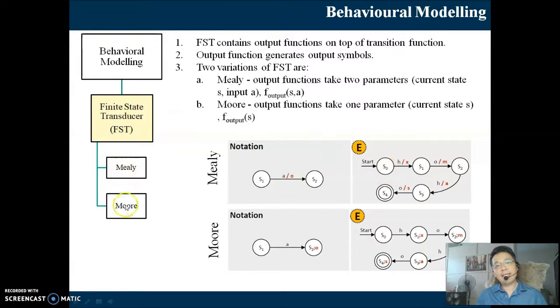And there are two types, Mealy and Moore. In Moore, you only take the previous state as the argument, as the input for the function to trigger this change of state. But in Mealy, it's taking more than one input, the previous state and another external input. That will be the difference between Mealy and Moore. Mealy takes two inputs, the current state and another input, whereas for Moore, it takes only the current state, only one input. Let's move on to state chart.